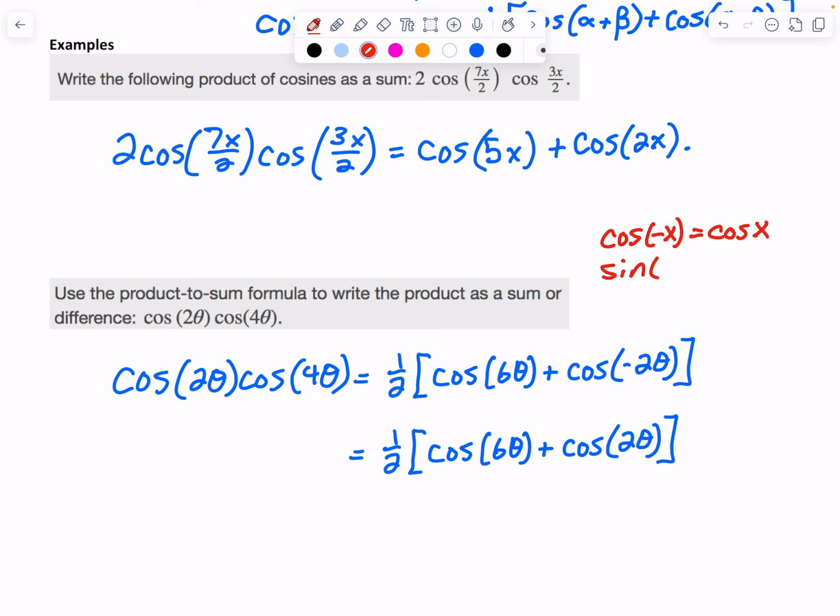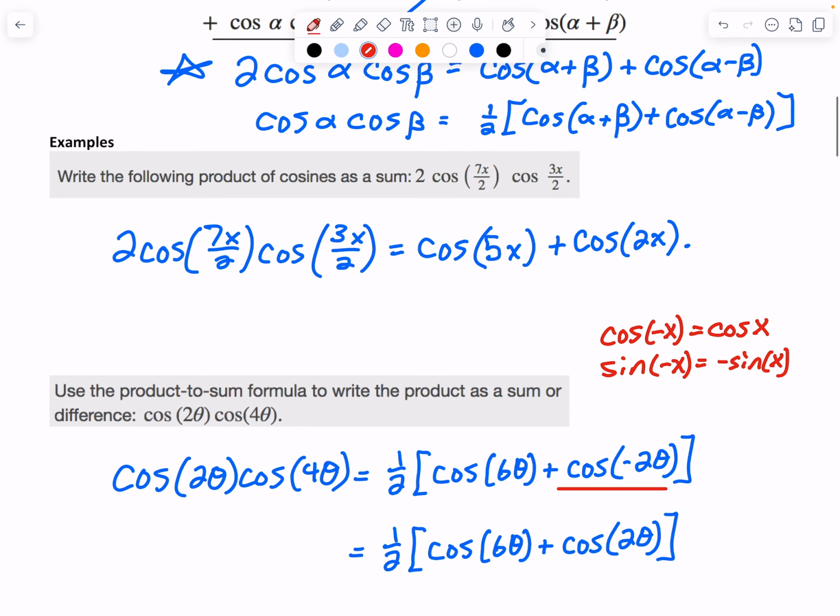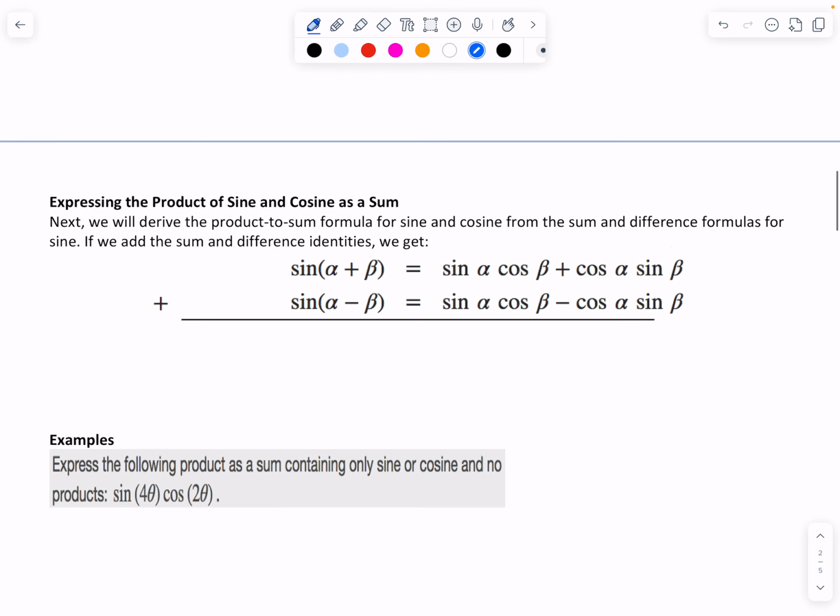Sine of negative x is going to be negative sine x. All right, I have some reasoning in my videos of why that works, but that's how we got to there. So that's that formula. It's pretty easy to work with. Again, memorization isn't the goal. It's to be familiar, know it exists.